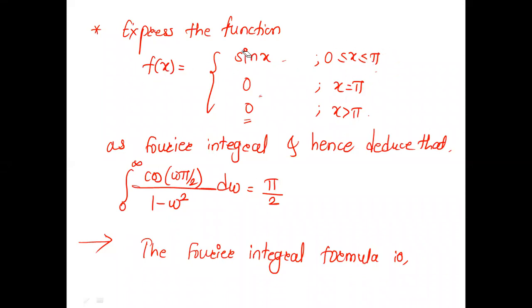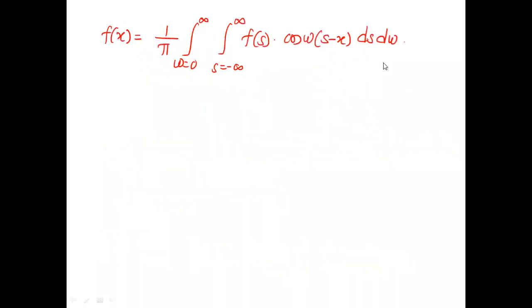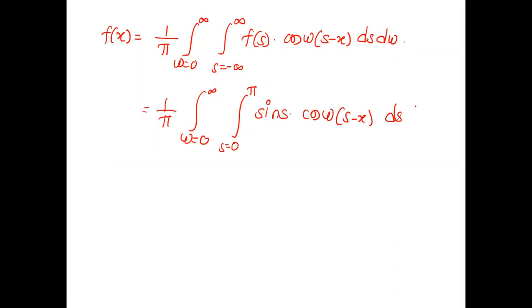So f of s is sin s in 0 to pi. So I'm writing here sin s, and the s limits are 0 to pi. So this becomes 0 to infinity as it is. S limits are 0 to pi, where the function is sin s into cos omega s minus x, ds d omega. Is this step clear? Yes. Right. Now we have to solve this.